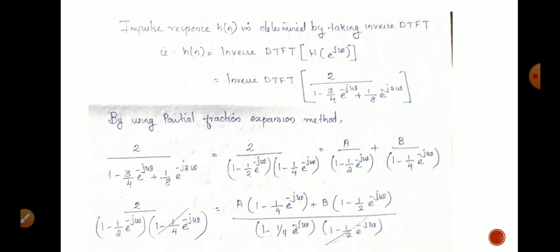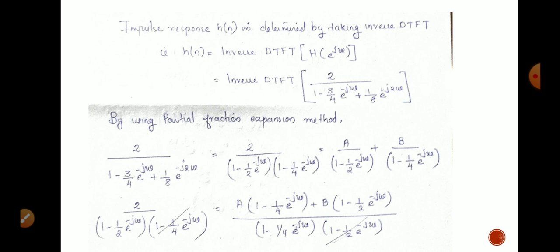To find the impulse response h of n of the discrete time LTI system, we have to find the inverse discrete time Fourier transform of the given H of e raised to j omega. We have H of e raised to j omega as 2 by 1 minus 3 by 4 e raised to minus j omega plus 1 by 8 e raised to minus j 2 omega.